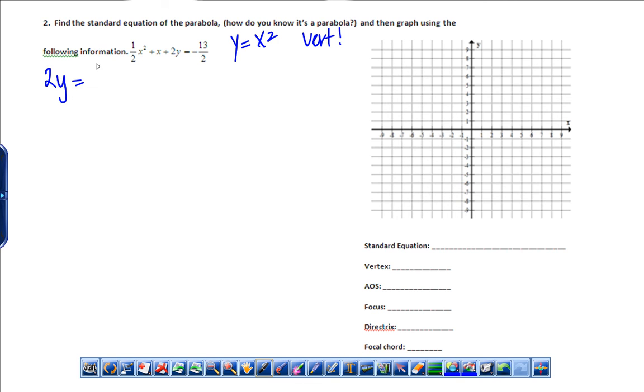All right, so 2y equals, moving everything over and completing the square. I'm just going to kind of set it up right now.